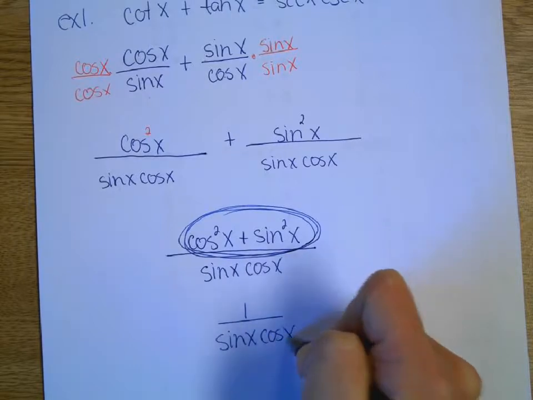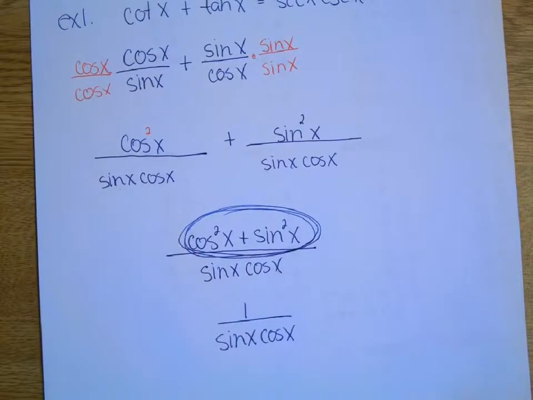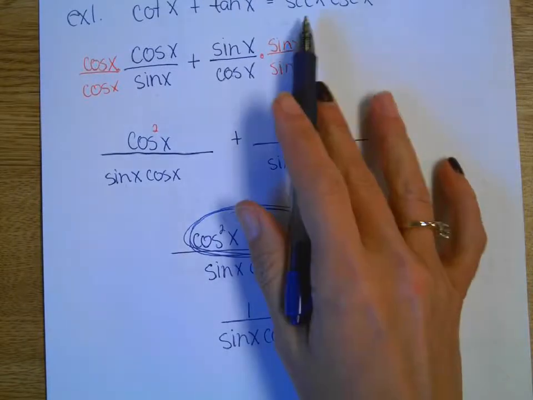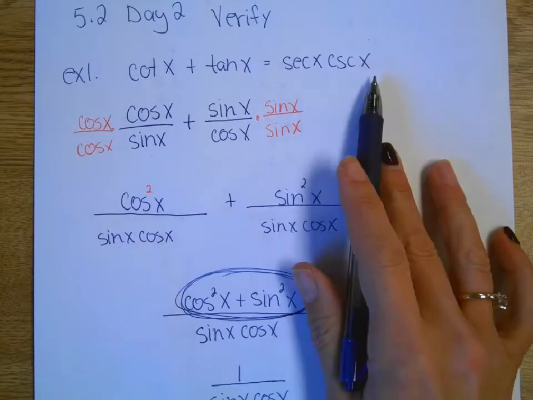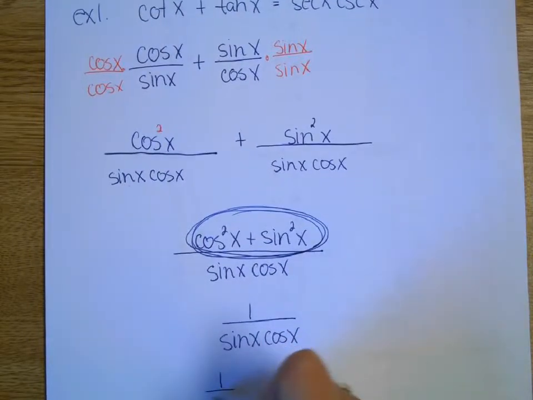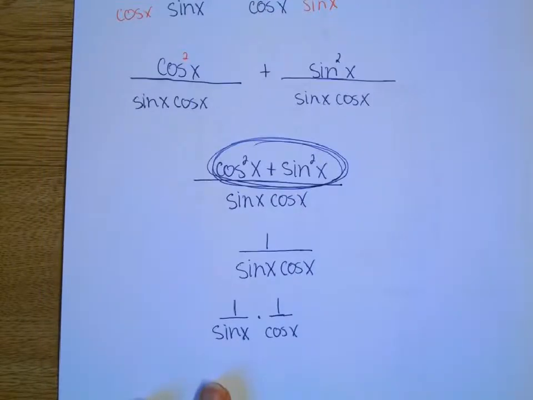Now keep your eye on the prize. What am I trying to get to? Can I break this apart so that it says secant and cosecant? How do I do that? Well, 1 over sine times 1 over cosine. Is that a legal move on my part? To break that single fraction up into those two multiplied together?